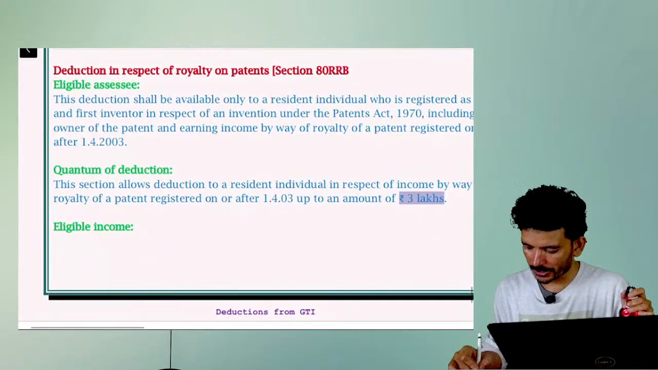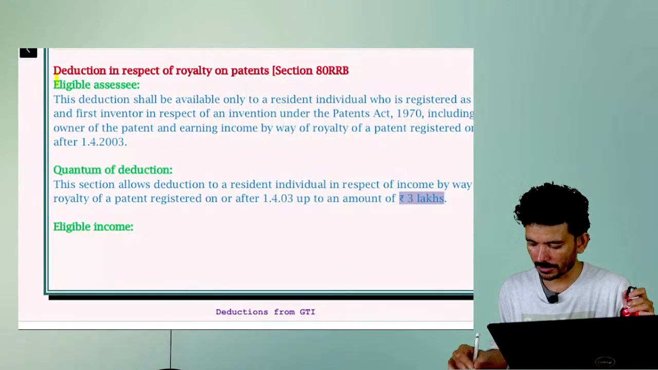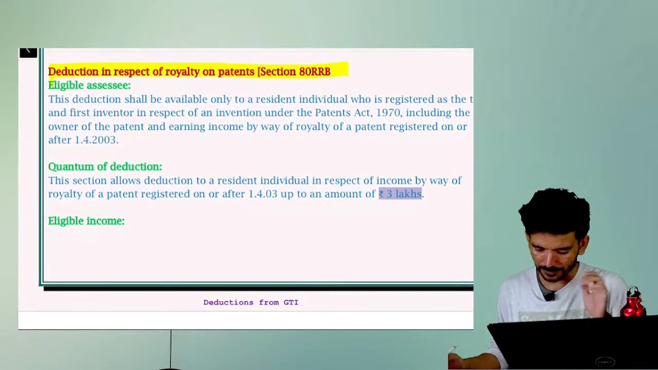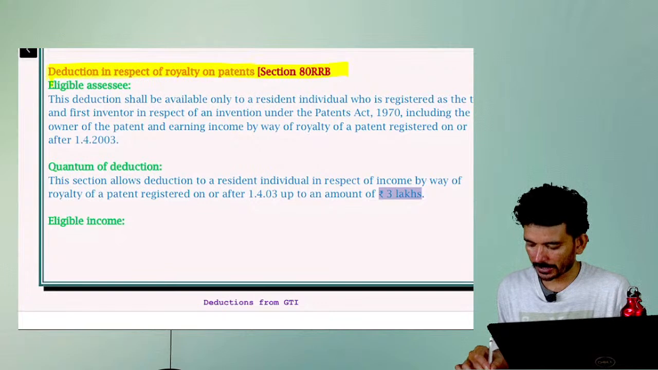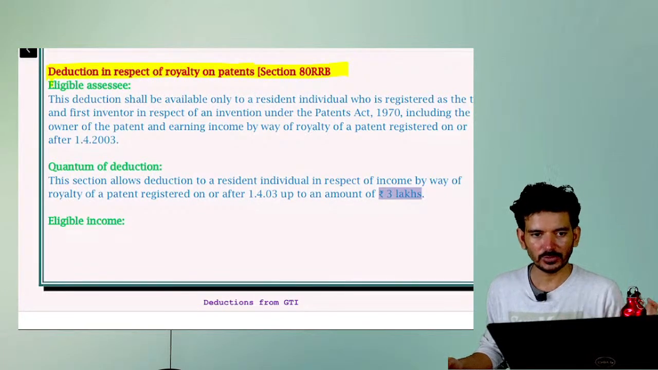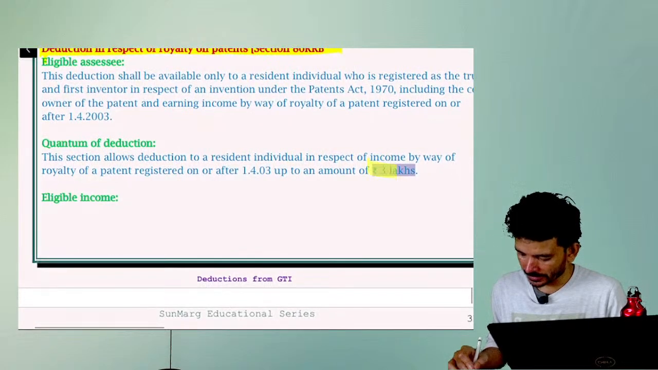And 80QQB, 80RRB, these two sections are important for examination. Both are like one and the same, only it appears to be same. This is for deduction in respect of royalty and patent. That was for textbooks and copyrights. This is for your patent. Again 3 lakhs is the same amount.